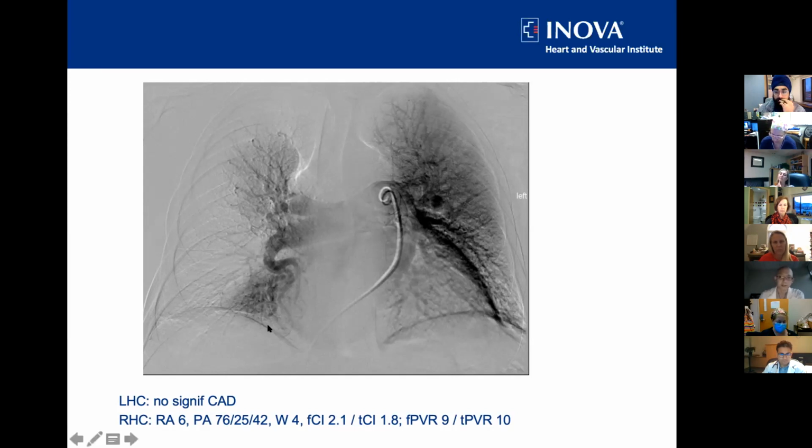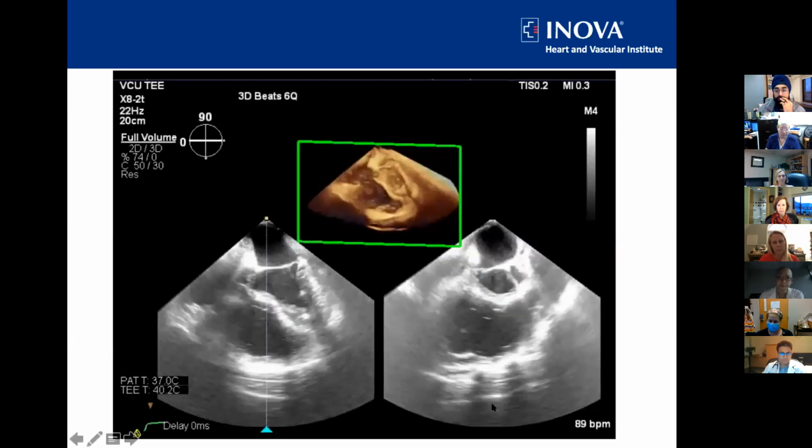But nonetheless, this was his pulmonary angiogram, and you can see severe pulmonary hypertension, a marked elevation in the pulmonary vascular resistance. And even though he only had a mild to modest but relatively normal functioning LV, there was a marked reduction in cardiac output related to his right heart failure.